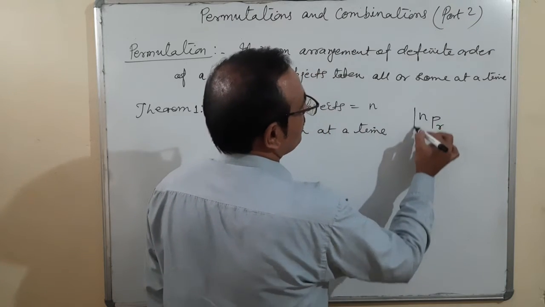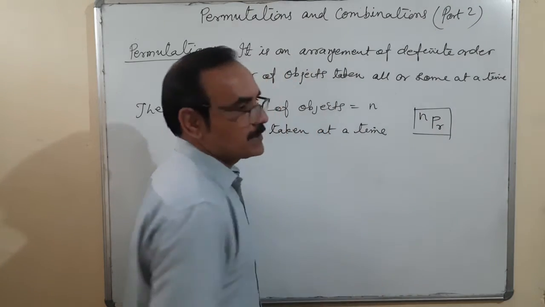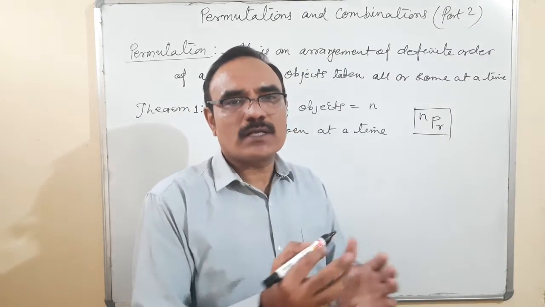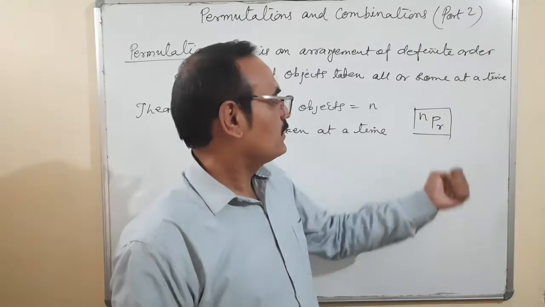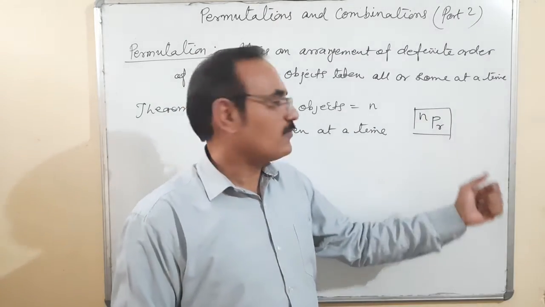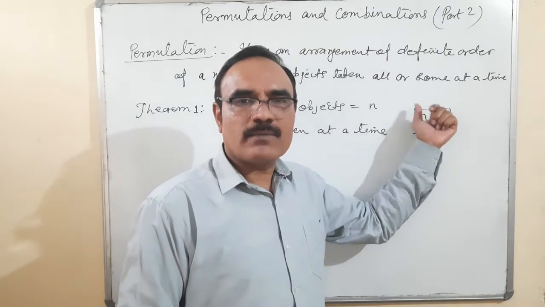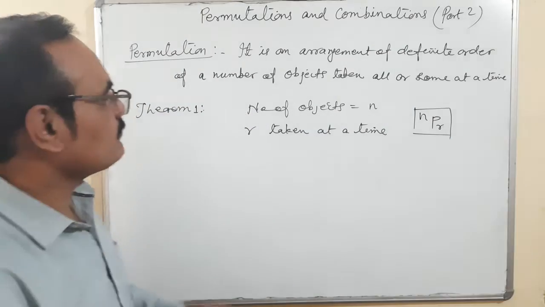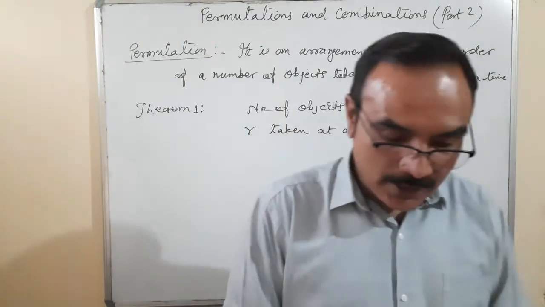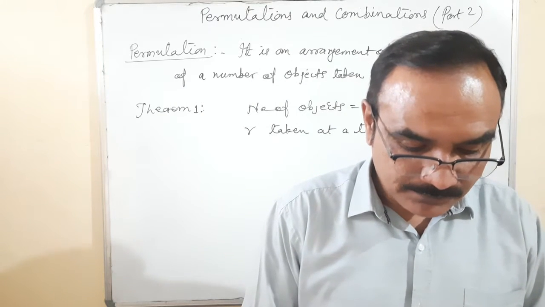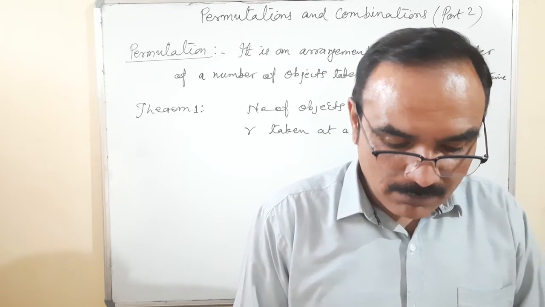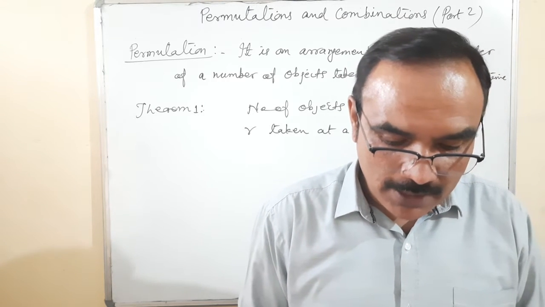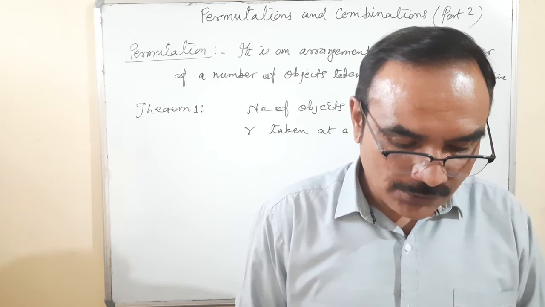What is the meaning of it? We are talking about the permutation in which there are n objects and r objects are taken at a time. So what is the number of ways of arranging in order r objects from n objects? The condition is that the number of permutations of n different objects taken r at a time, and the objects do not repeat, is denoted by this.